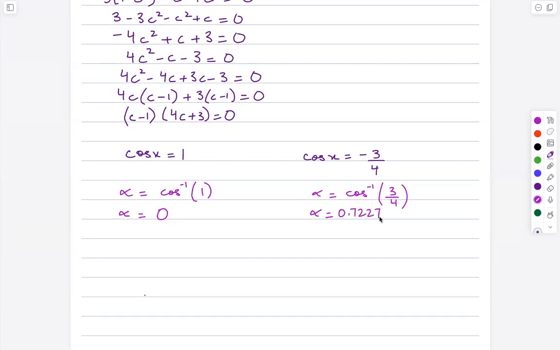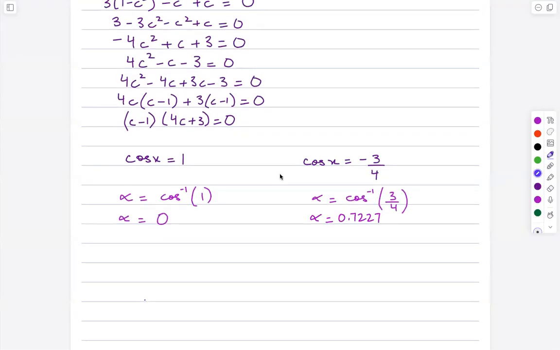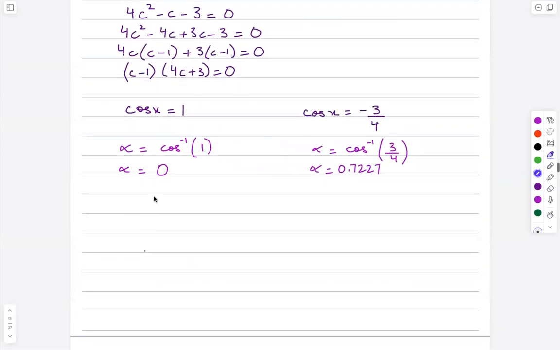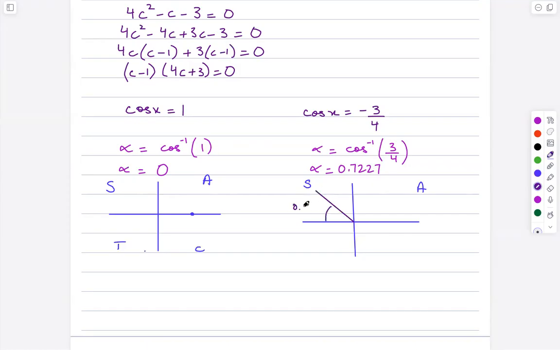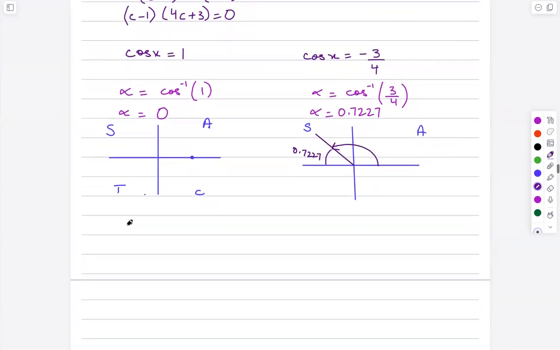Now, once we have the basic angles, we can find the values of x. As the x values are from 0 to pi, which is basically 0 to 180, we'll just make cos in the first quadrant. So 0 will be made in the first quadrant, and for the basic angle 0.7227, cos is negative, so we'll make cos in the negative quadrant, which is the second one. So x will be pi minus 0.7227.